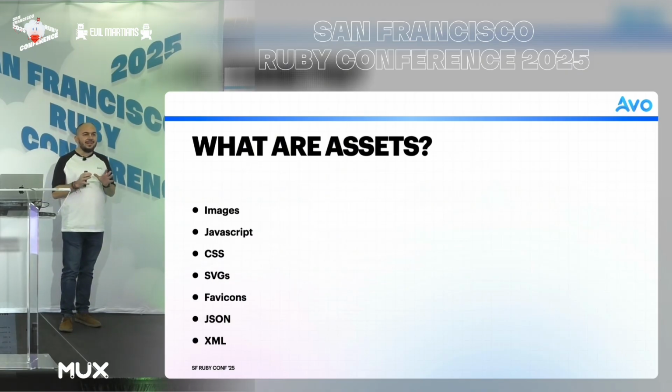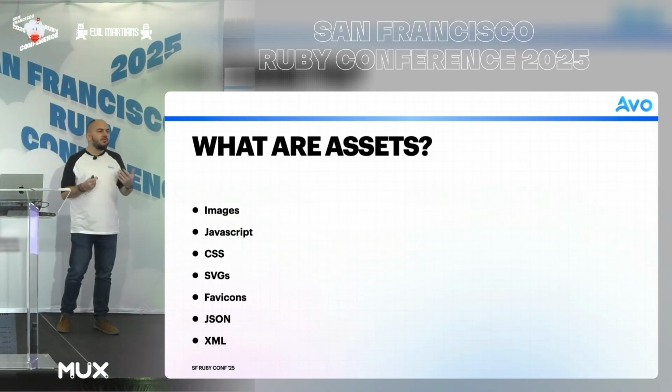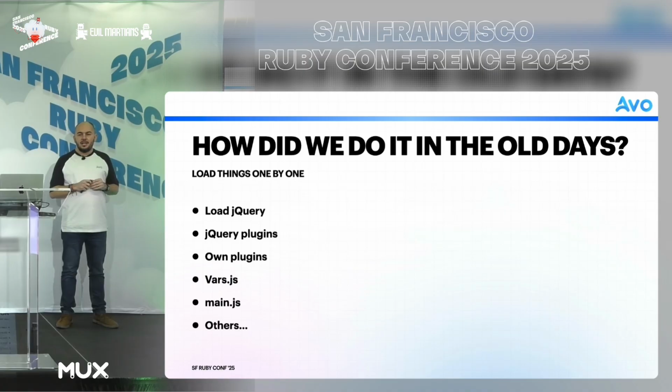So what are assets? So mainly JavaScript, CSS, images, SVGs, JSON, like the list goes on. We'll focus a lot on JavaScript today because I think that's the gnarliest part of them all.